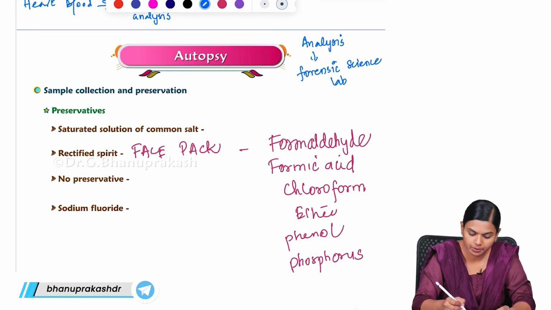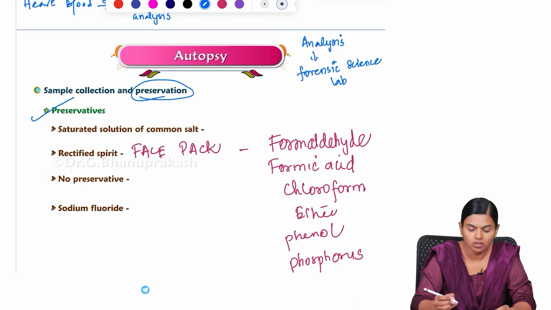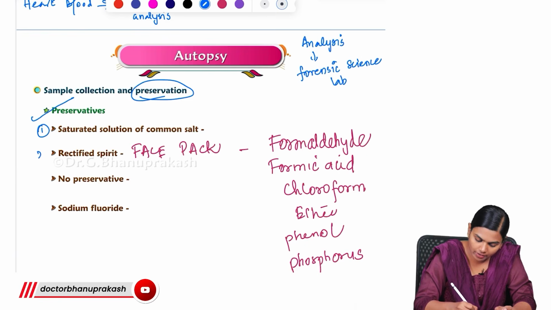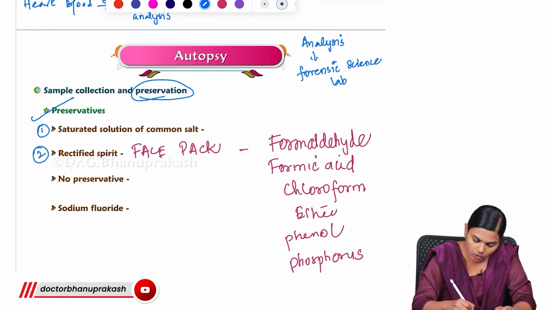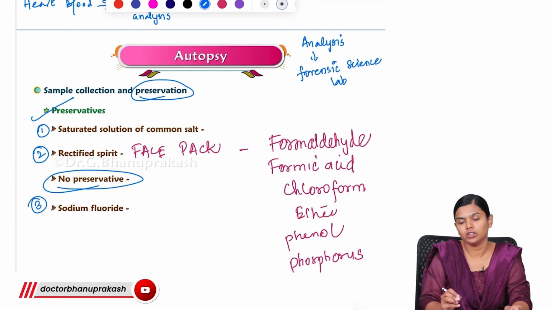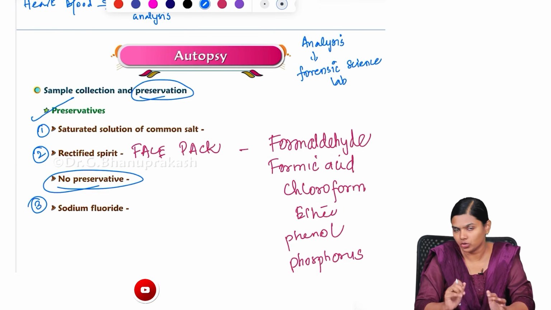So there are certain preservatives that we use for doing that. What are the preservatives? First is your saturated solution of common salt. Next you have rectified spirit, and sometimes you won't use any preservative, and sodium fluoride also you will use. So these are the most commonly used preservatives. We will see each and every one.